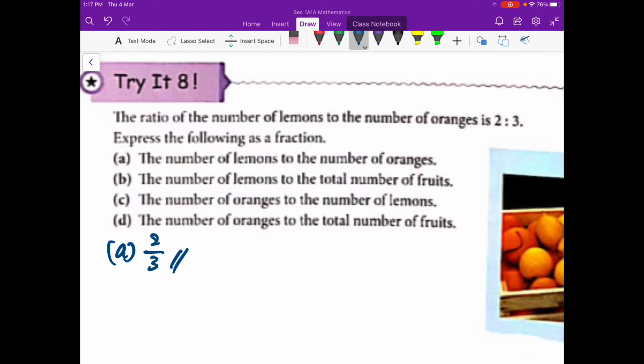Okay, that's literally it. So now you try part B. Part B, they want number of lemons to the total number of fruits. Lemons to total. So you think about it as a ratio. What will it be like? How many parts for the lemons? How many parts for total? Ryan, are you trying? Okay, done. Then you can continue with part C and part D. So part B, C and D, try it now.